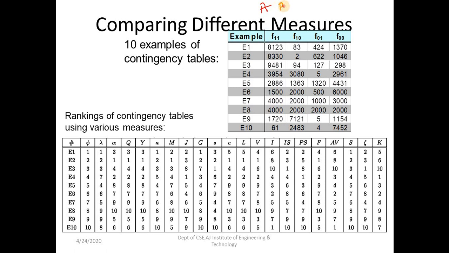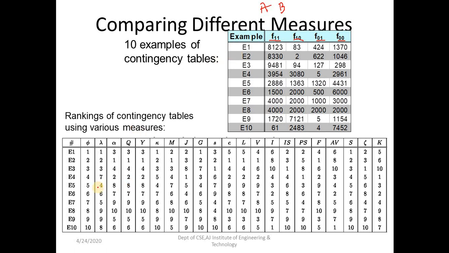Here F11 means occurrence of both A and B. F10 represents occurrence of item A only. F01 indicates occurrence of item B only. F00 indicates the frequency where neither A nor B occurs. So these are the 10 examples.